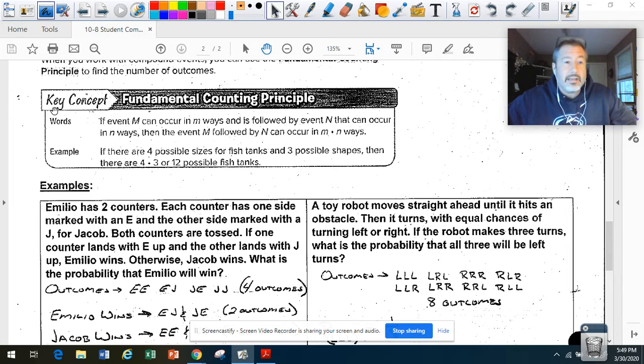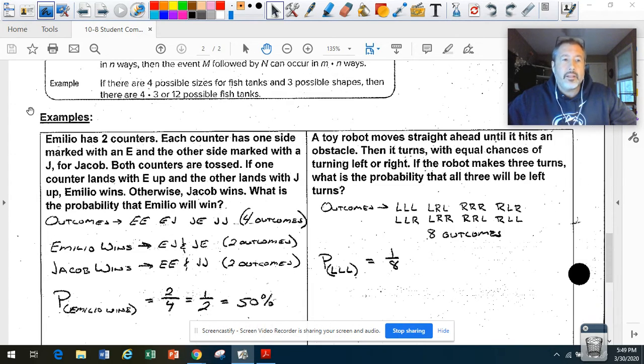Okay, let's talk right now about a good old Emilio. Emilio has 2 counters. Each counter has one side marked as E and the other side marked with J for Jacob. Both counters are tossed. If one counter lands with E up and the other lands J up, Emilio wins. Otherwise, Jacob wins. What is the probability that Emilio wins?